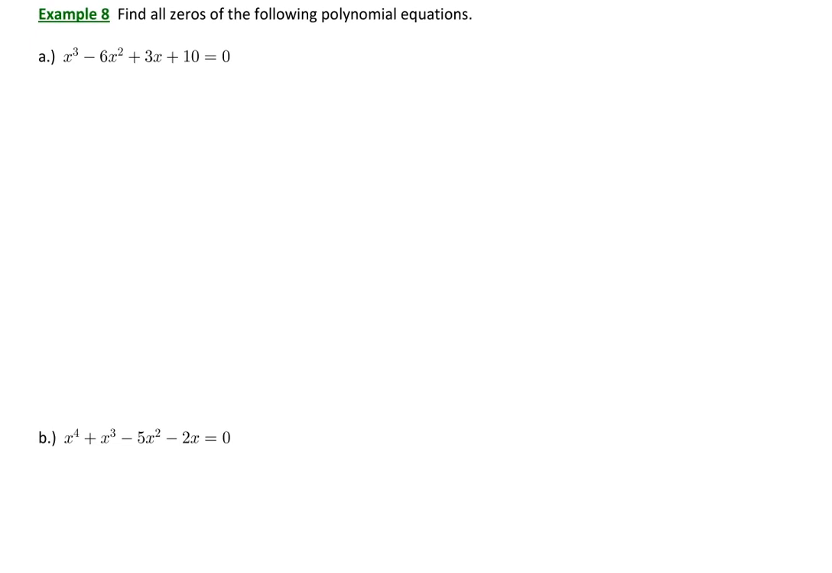Find all zeros of the following polynomial equations. So first of all, we want to know, what are we looking for? Notice this is a degree 3 polynomial. That's the highest exponent I can find. So we're going to expect at most 3 solutions.